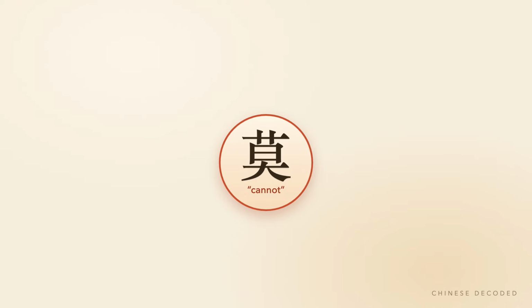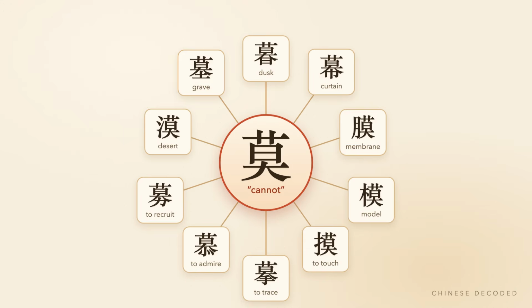This character means cannot when it's used alone, and it's contained in all 10 of these. Dusk, a curtain, a model, to touch, to admire, the desert, a grave. 10 characters you'd normally memorize one by one, but they're all built from one underlying concept, and by the end of this video, you won't need to memorize any of them. You'll be able to derive their meaning.